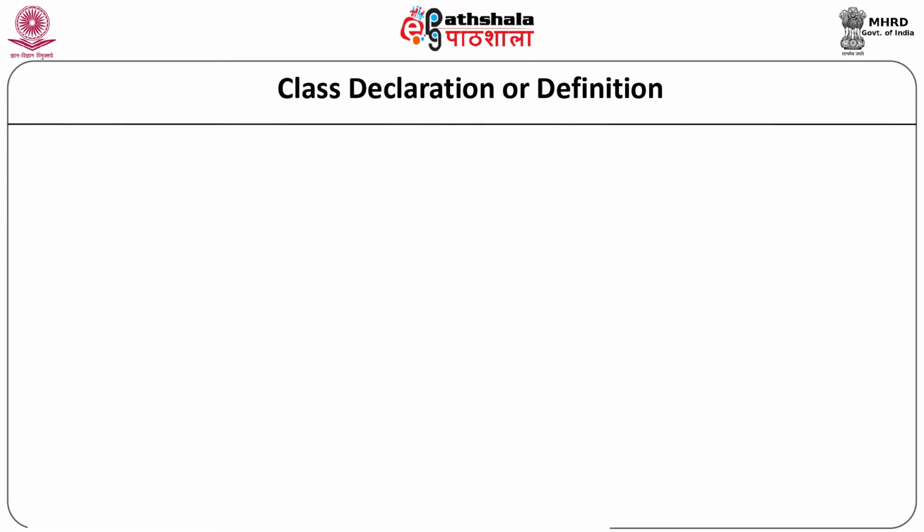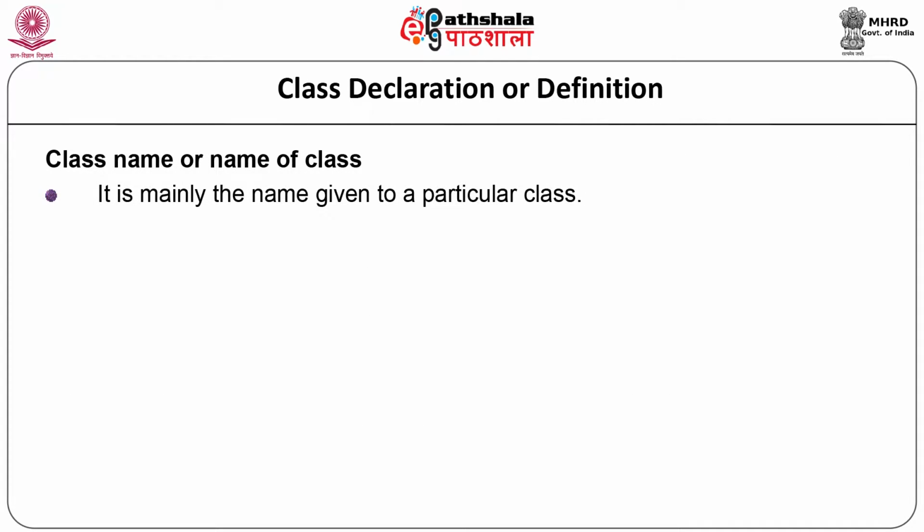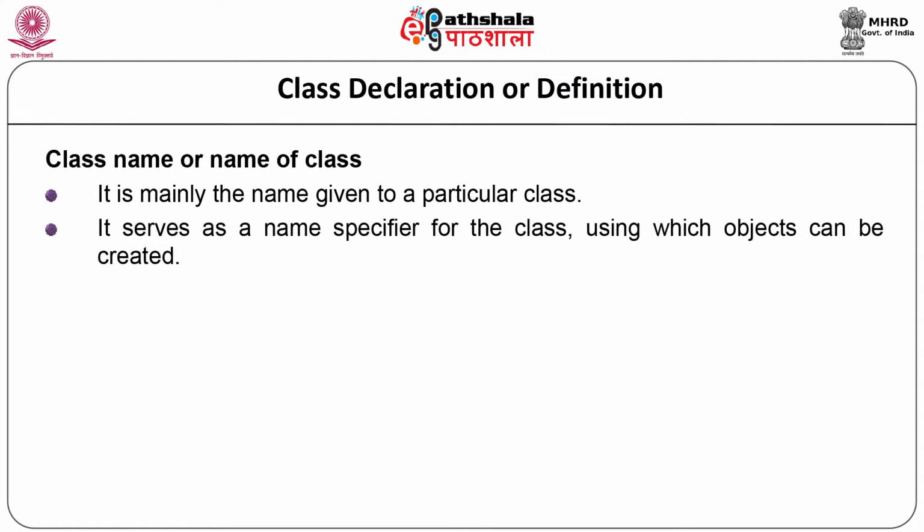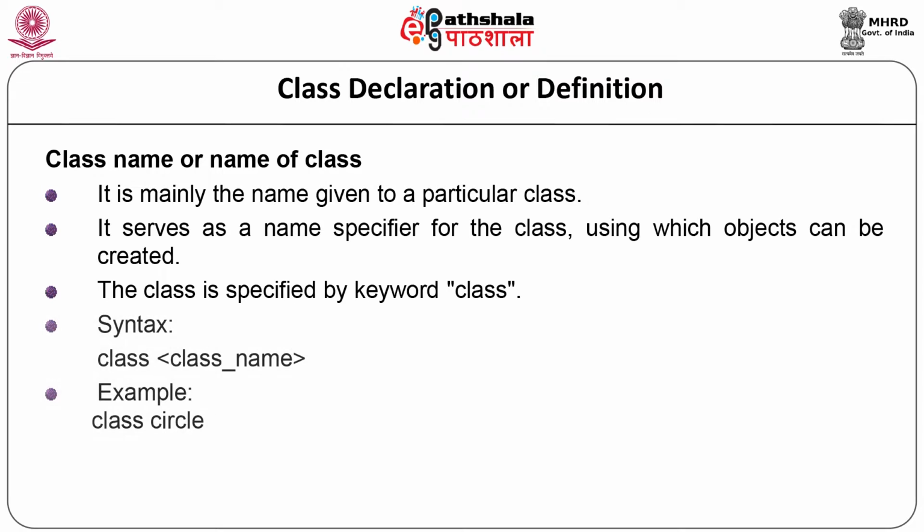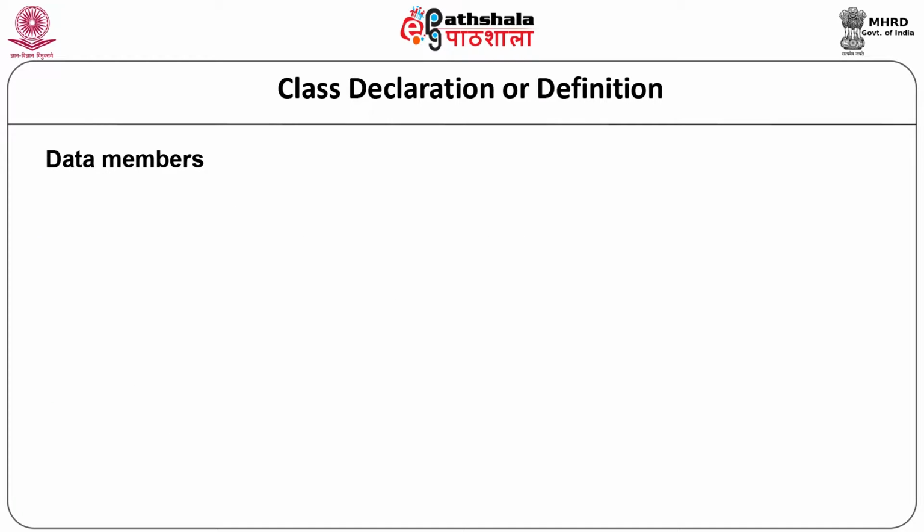The class name is mainly the name given to a particular class. It serves as a name specifier for the class using which objects can be created. The class is specified by the keyword class. Syntax: class, class name. Example: class circle. Here circle is the name of the class, and now we can declare the objects of this particular class circle.